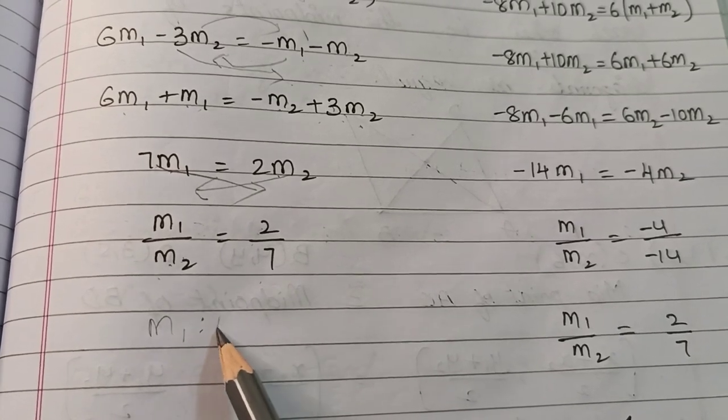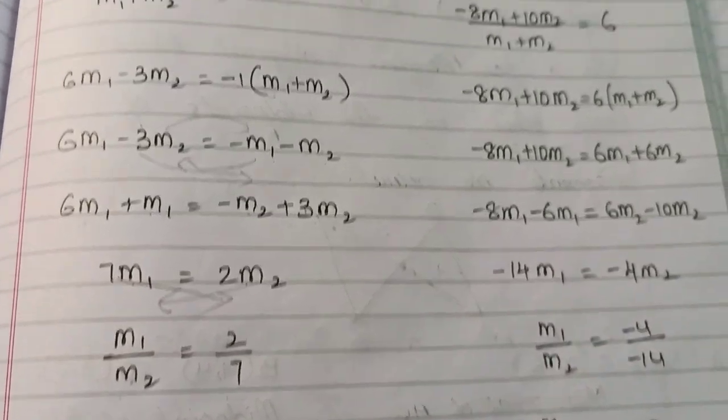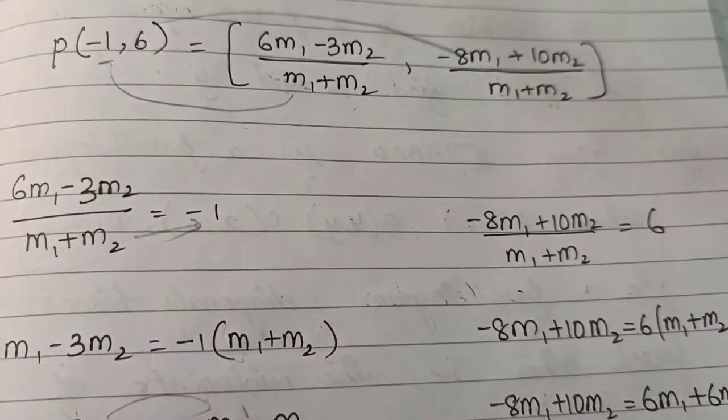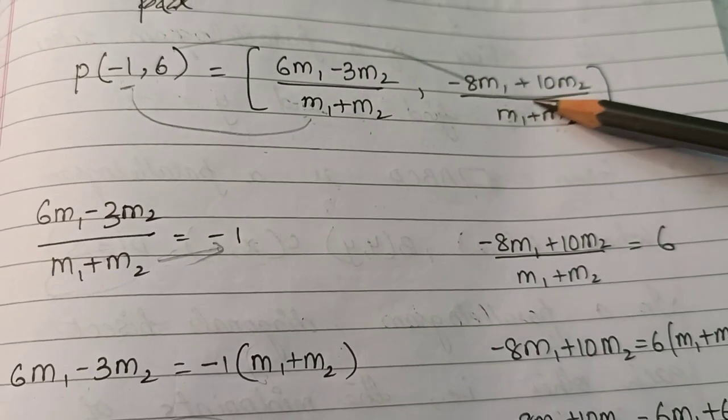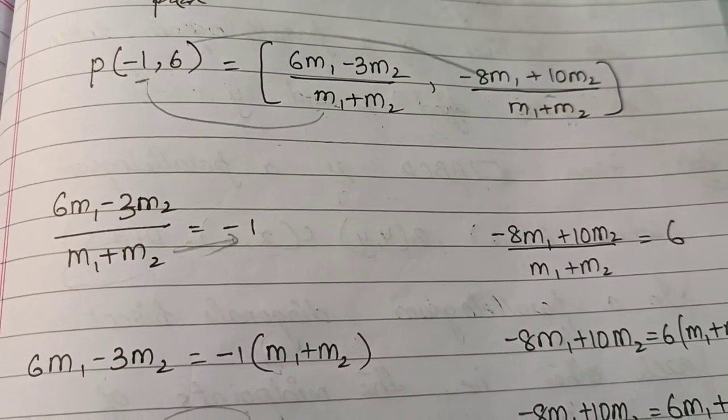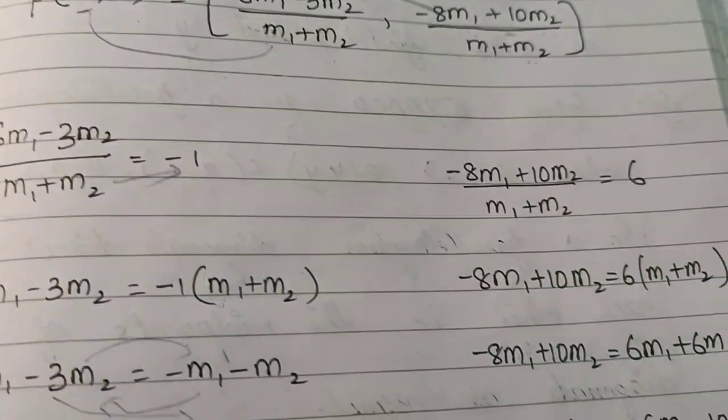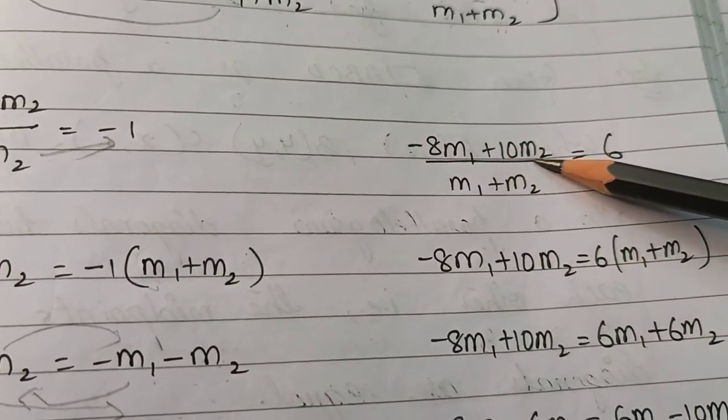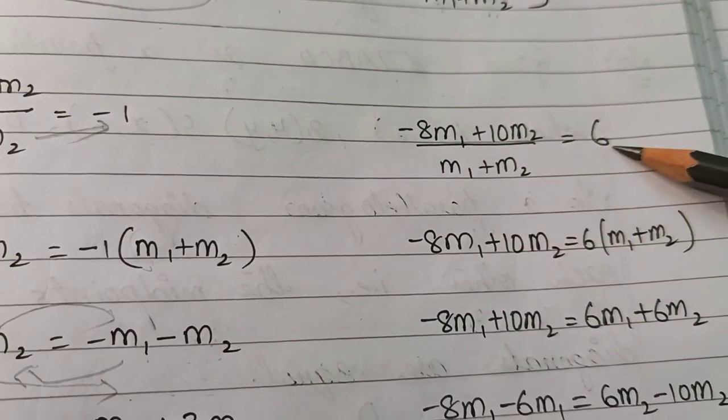Okay, similarly we can find this with the y coordinate, equated with 6: (minus 8m1 plus 10m2) by (m1 plus m2) is equal to 6.